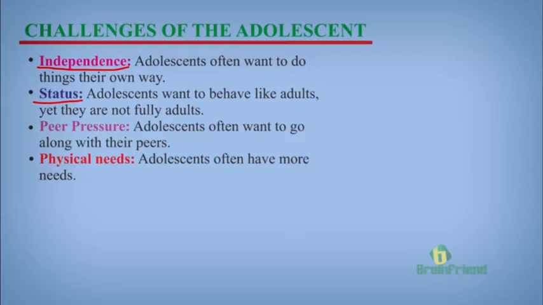Another challenge that the adolescent faces is peer pressure. They want to go along with their friends, the way their friends dress, the way they do things. That's one major challenge the adolescent faces. And another challenge is the physical needs. The girls will need bras as a part of their clothing. The boys might have outgrown the clothes that they had before. Maybe their trousers are now too short, so they will need new trousers. So these are things that the adolescents will need as they move through the different stages.